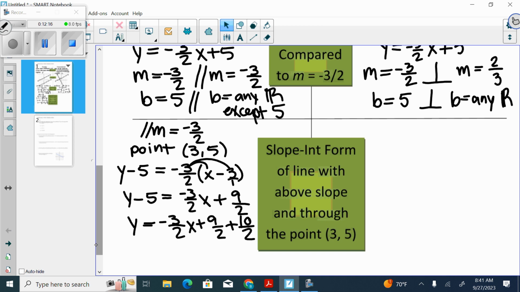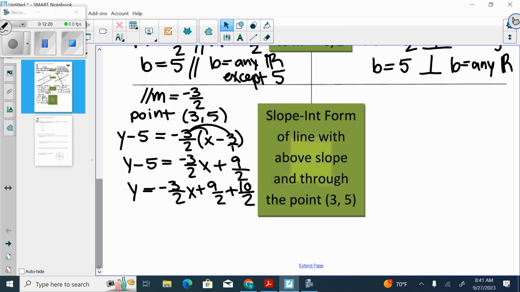We can. But I do also want us to remember how to deal with the fractions, especially because our slope has to be a fraction, right? Because if we're going to graph it, we got to have the number on top and the number on bottom. So it's just good practice to be able to keep it in fraction form. So we'd have y equals that -3/2 x, and what is 9/2 plus 10/2? 19/2.